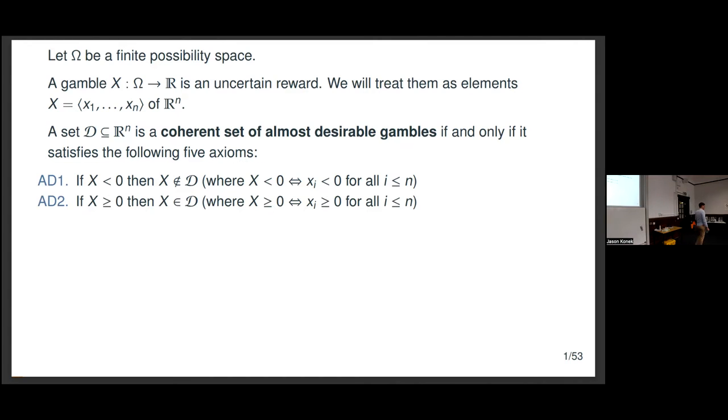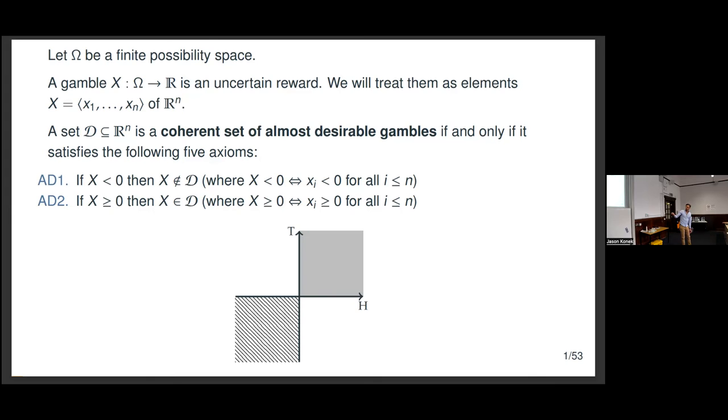Yeah? What would the first axiom do by the second? Why would that, on its own or in conjunction with the other axioms? I mean, on its own it doesn't, because we could just have the empty set. Or the positive orthant. But in any case, there's some redundancy here. Well, this is a standard axiomatization, so I don't think so.